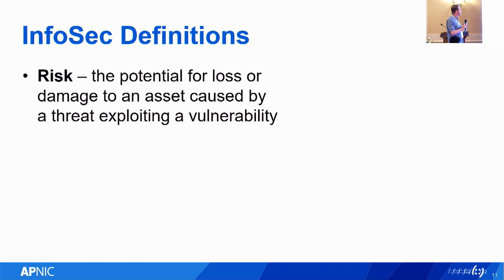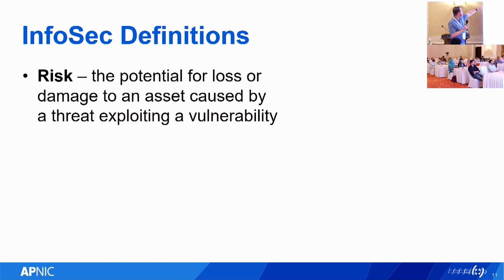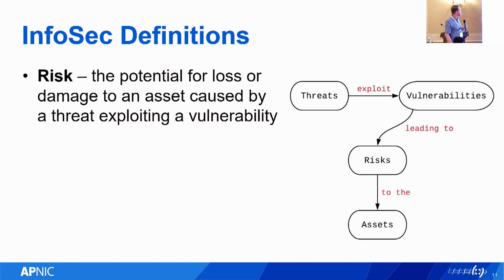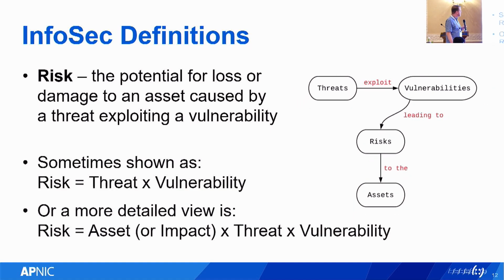If we put this together, we actually get a risk. A risk is the potential for loss or damage to an asset caused by a threat exploiting a vulnerability. So we put these things together, you get a little flow chart. And from this, you can detail this as a simple mathematical equation. This does simplify it a lot, but it makes it easy to understand.